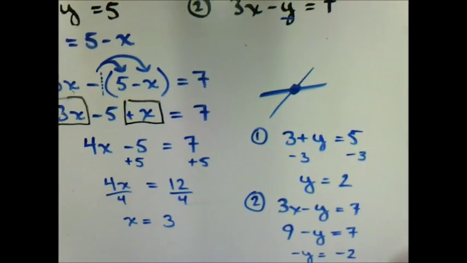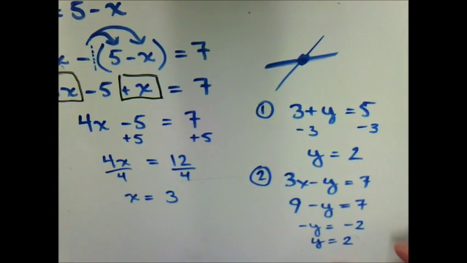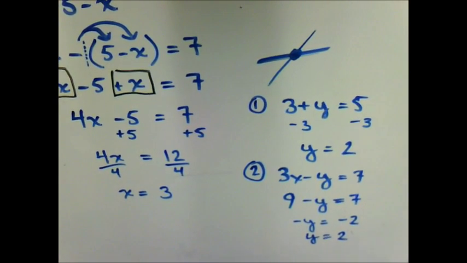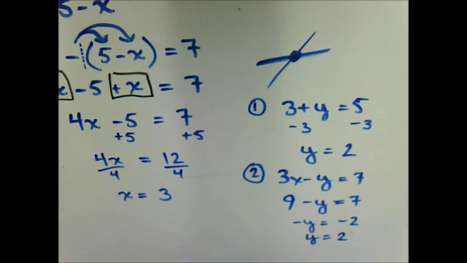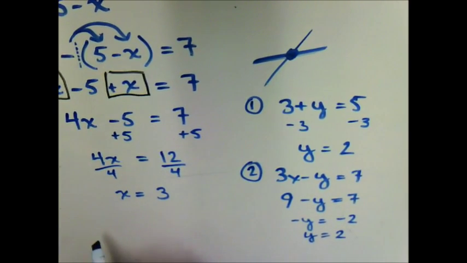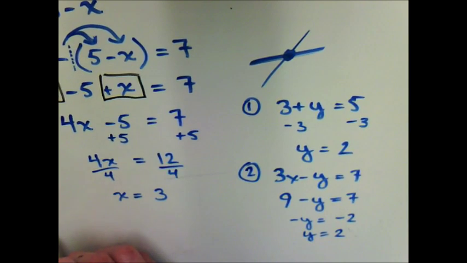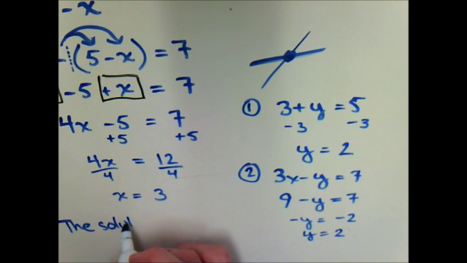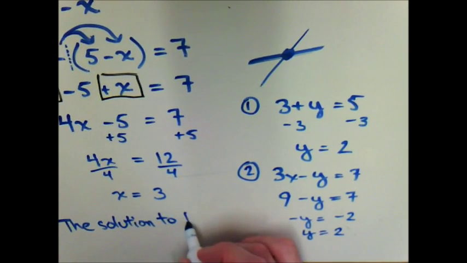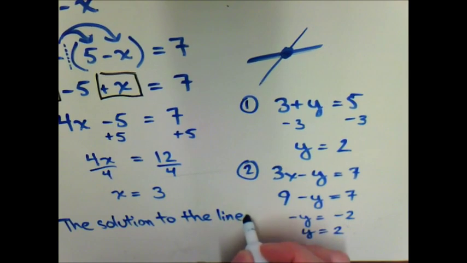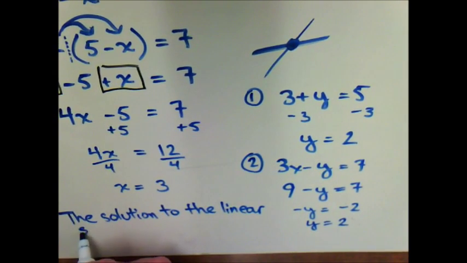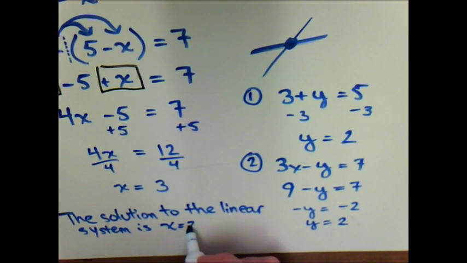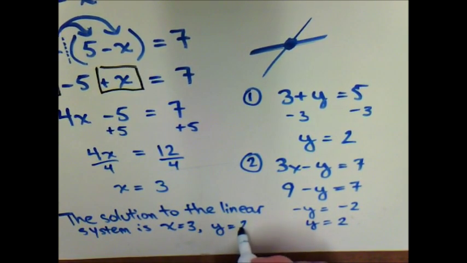Okay, so we've confirmed our x and our y, our point of intersection, but we don't want the coordinates this time. This time it didn't say find the point of intersection. It said solve. So when we solve, we want our final answer to be: the solution to the linear system is x equals 3, y equals 2.